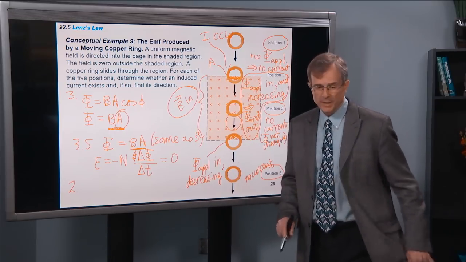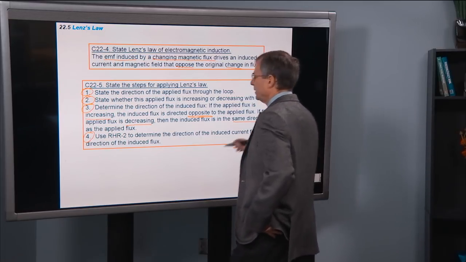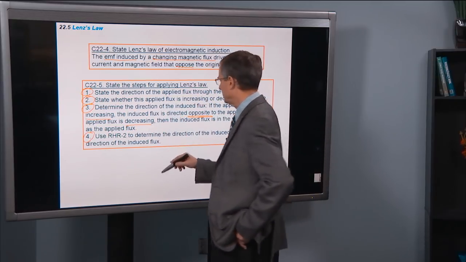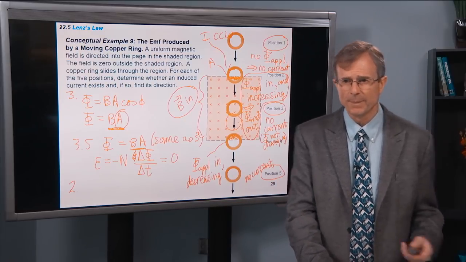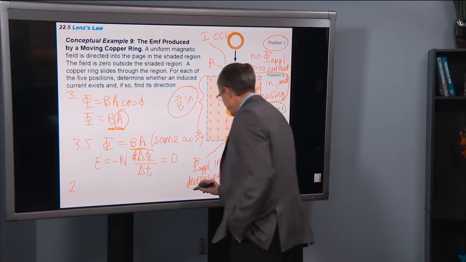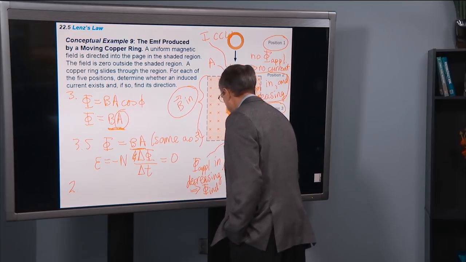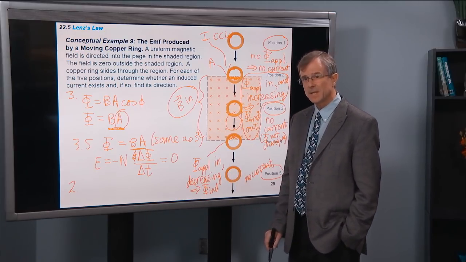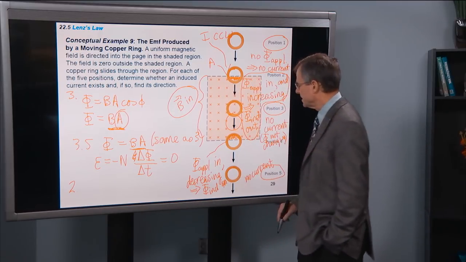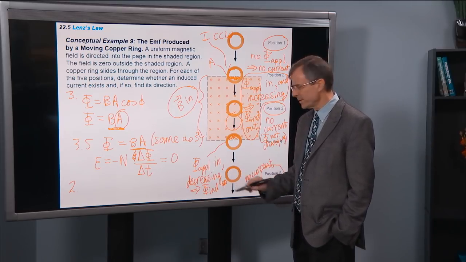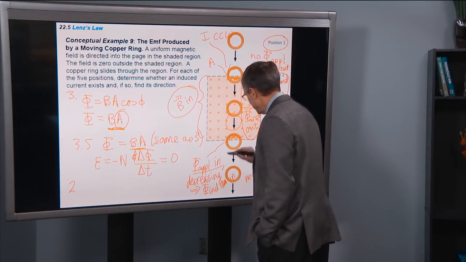Well, happy day, because we have this case covered. If the applied flux is decreasing with time, then the induced flux is in the same direction as the applied flux. It tries to keep it the same. So this implies that the induced flux is in the same direction as the applied flux. And what's the direction of the applied flux? In. So the induced flux must also be in.